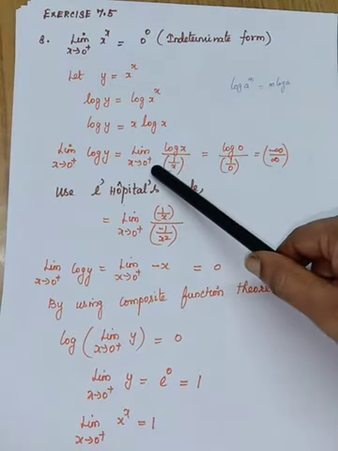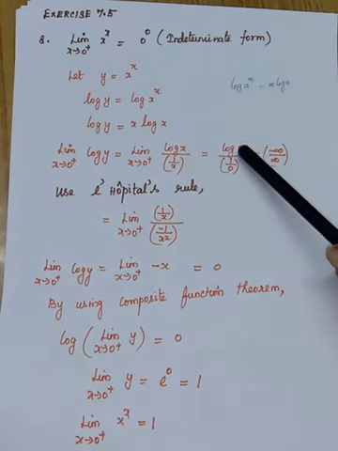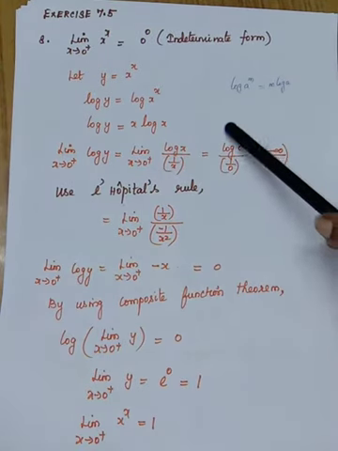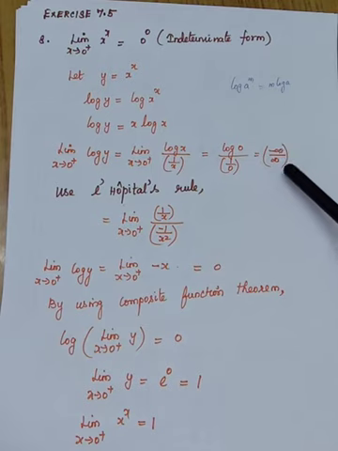So x tends to 0. So log 0 divided by 1 by 0. Log 0 was minus infinity, divided by 1 by 0, which was infinity. So here you are getting an indeterminate form. You are going to apply the L'Hopital's rule.